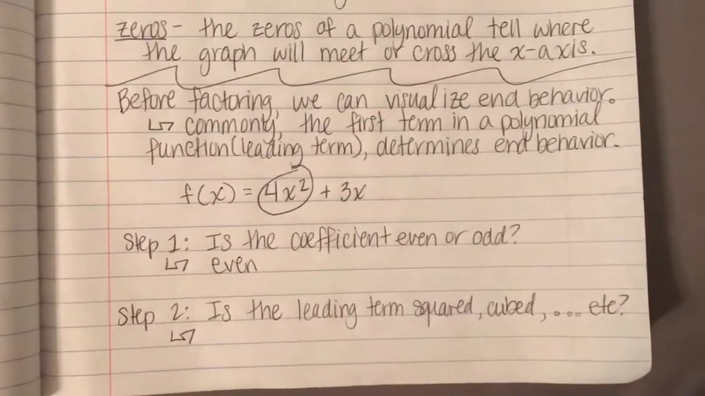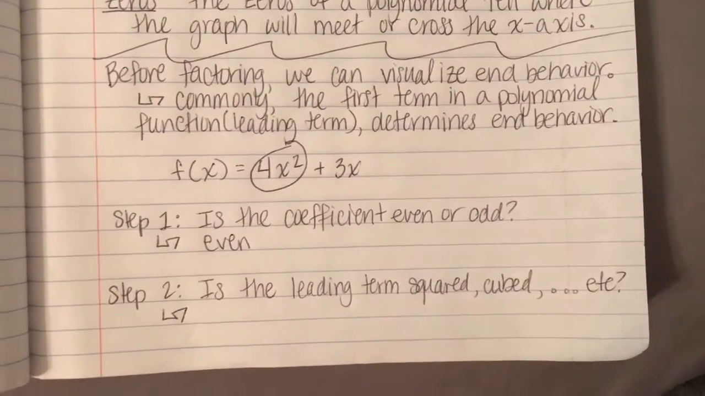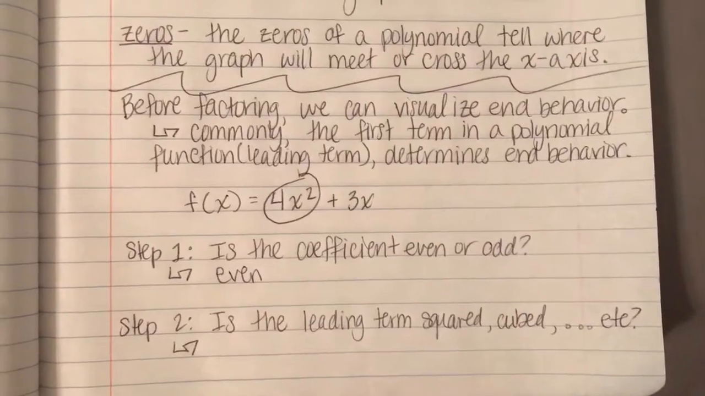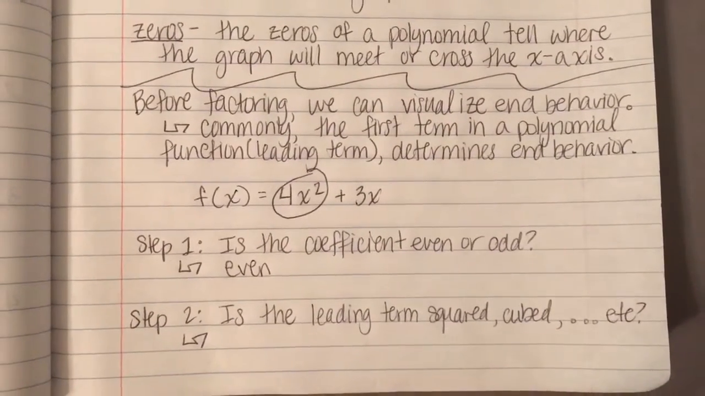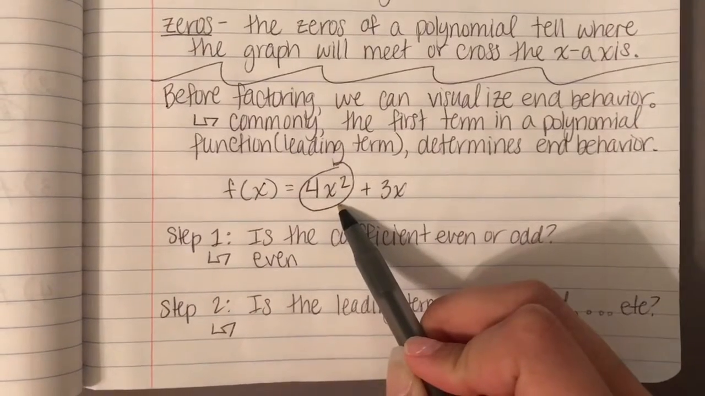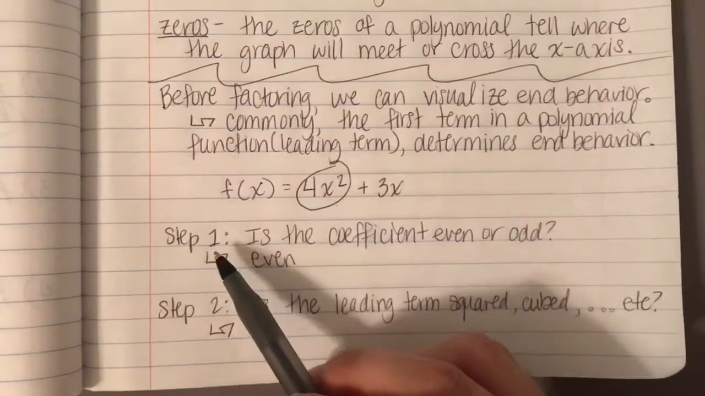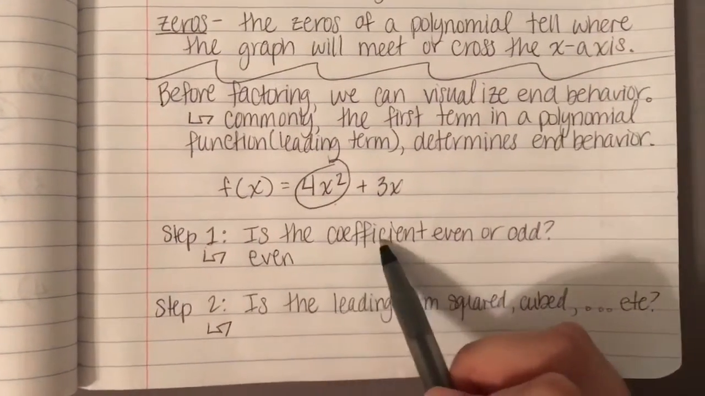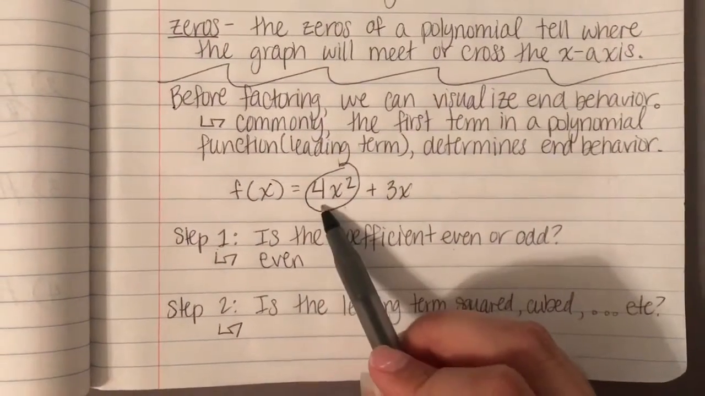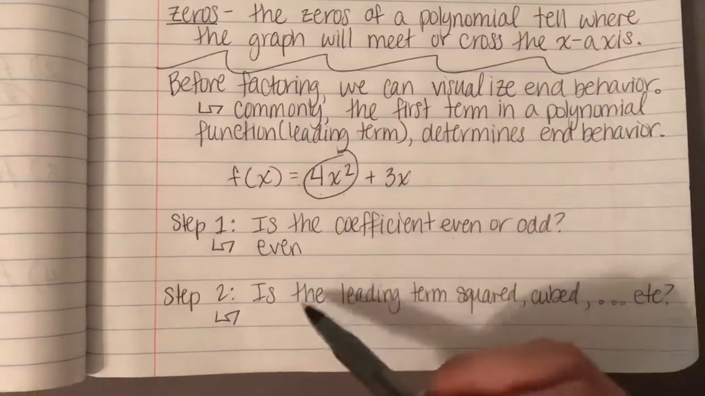So before factoring, we can look at the equation to find and visualize the end behavior. Most commonly, the first term in a polynomial function, or the leading term, determines end behavior. Our leading term in this equation, f of x equals 4x squared plus 3x, is 4x squared. So the first step is to determine if the coefficient is even or odd. And here it is even. It's not negative, because this would cause the graph to trend downwards.